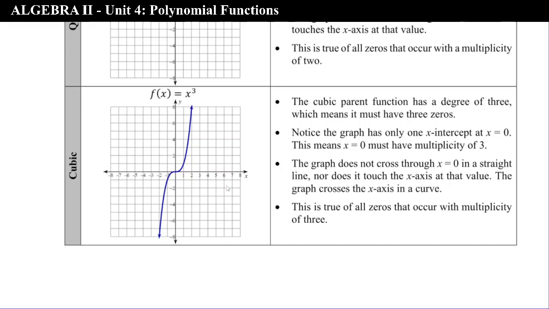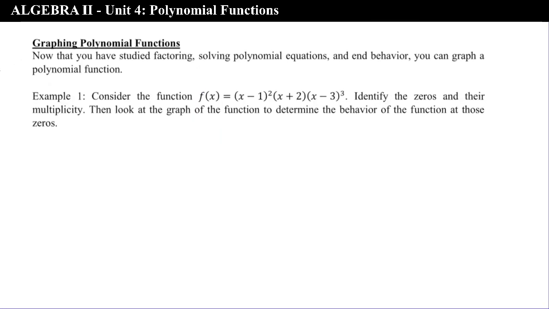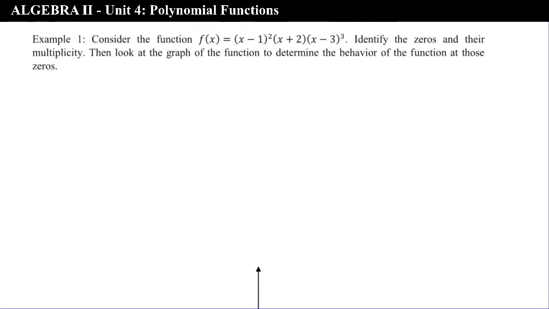So also notice that this graph does not cross through x equals 0 in a straight line. Okay? So it crosses with an inflection point. So when you have a cubic going through, you know you have multiplicity of 3. And we're going to use multiplicity to be able to write what our equations are. But before we get into what our equations are, let's talk a little bit about how we would graph this stuff, okay? So let's consider this function.